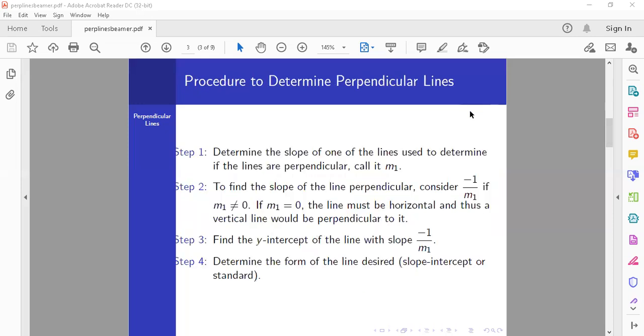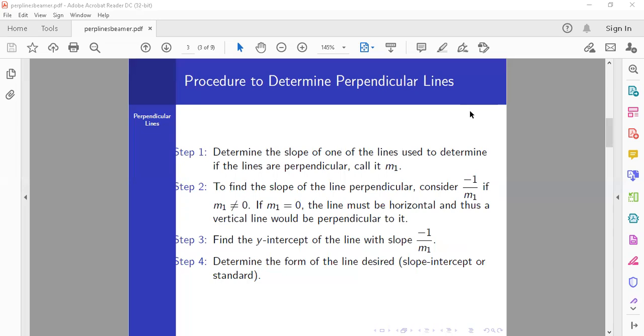The procedure to determine perpendicular lines is as follows. The first step is to determine the slope of one of the lines used to determine if the lines are perpendicular, and call it M1. To find the slope of the perpendicular line, consider -1 divided by M1 if M1 does not equal 0. If M1 does equal 0, the line must be horizontal, and thus a vertical line would be perpendicular to it.